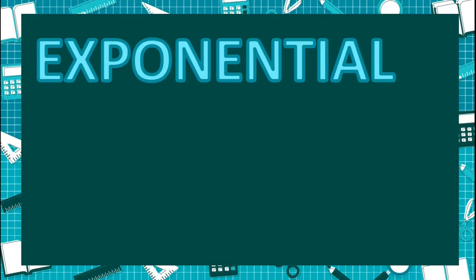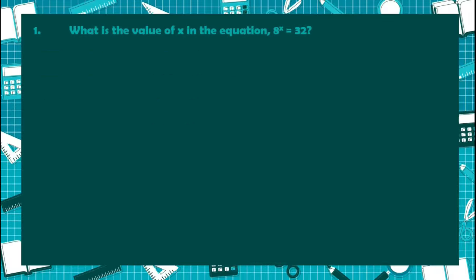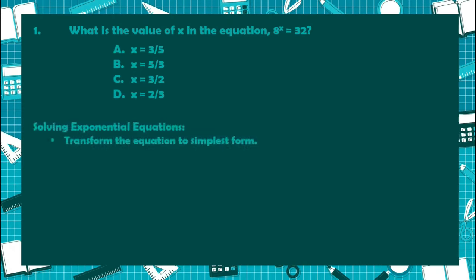So we're done with the examples on algebra. Let's proceed with our next lesson, which is exponential, where we'll be solving exponential equations. Then we have question number 1. What is the value of x in the equation a to the power of x equals 32, A, B, C, or D? In solving exponential equations, first, you must transform the equation to simplest form, then simplify the bases and make the two bases the same in order for us to cancel both bases.